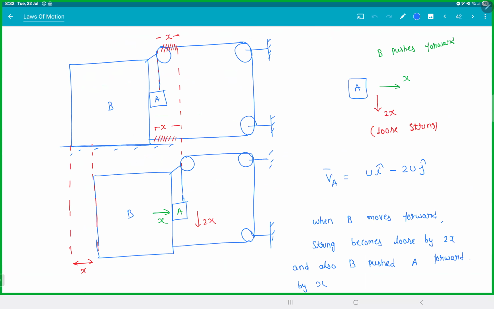We pushed the block by x forward, and then we saw what is happening to the motion. We observe A is going front by x, and it is also coming down by 2x. Hope everyone revised this in the last class. Let's see one more problem like this.